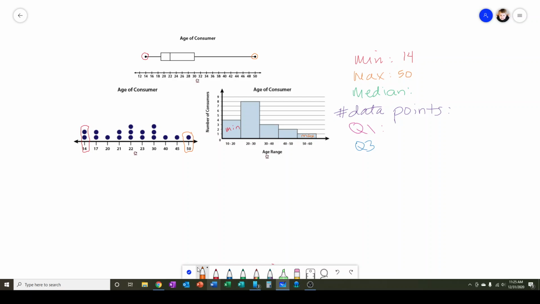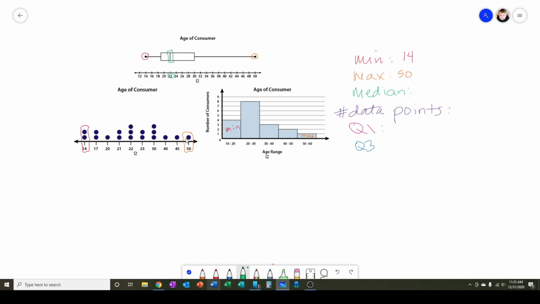And then we have the median. In the box plot, it's super easy because it's this middle value here, which is 22. And when I look here at the dot plot, it's a little harder to figure out. And so what I'm going to do is I'm going to count the number of data points and find that middle number. So I'll divide it by 2 and then that'll be my middle number.